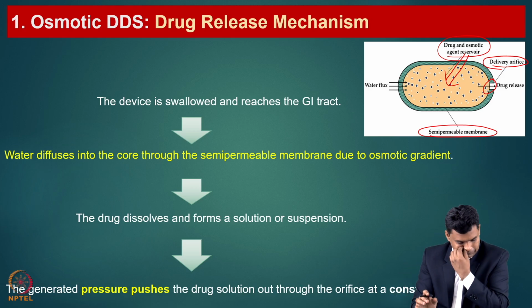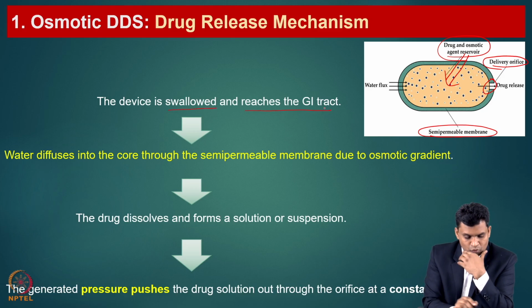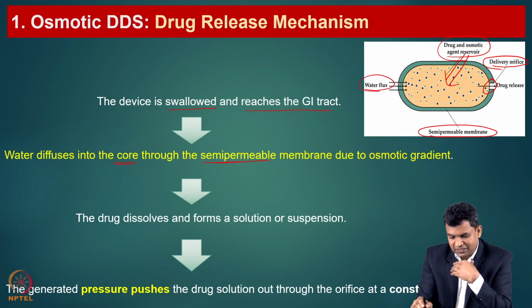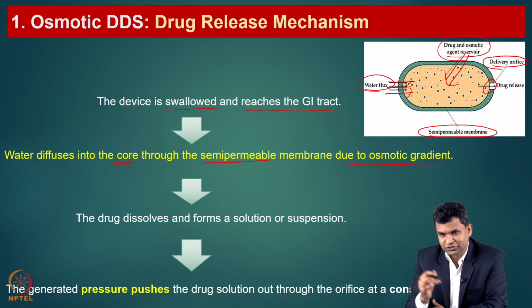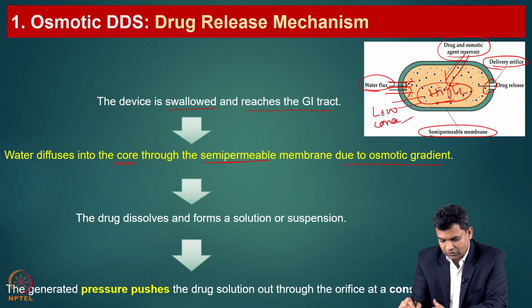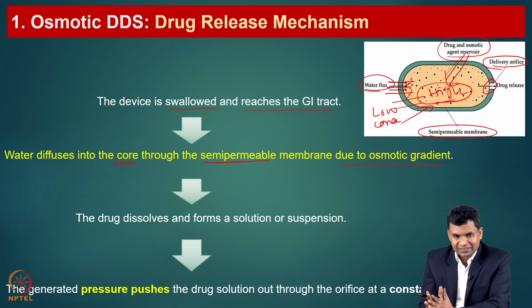So, after administration, you can see the device is swallowed and reaches the GI tract. Water diffuses into the core through the semi-permeable membrane. Now, you can see the water is entering from the GI fluid due to the osmotic gradient, because here we have high concentration, right. So, the water moves from the low concentration to the high concentration, right. So, the water will move. Then internally the pressure builds because of the osmotic molecules, right.